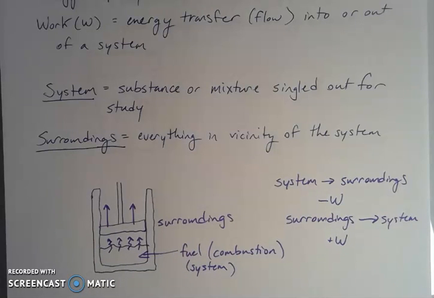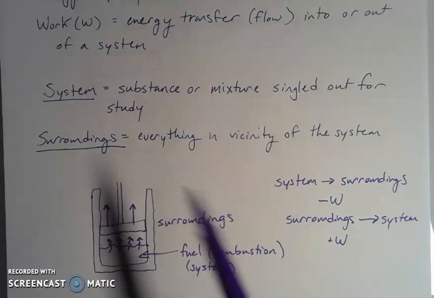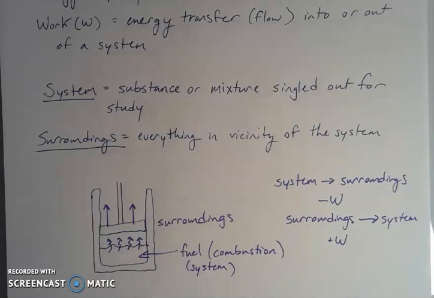So from the surroundings into the system. That's positive work, more energy coming in, transferring in. So we define that as a positive quantity. From the system into surroundings, we're losing it, we're evolving heat, then that's going to be a negative work.